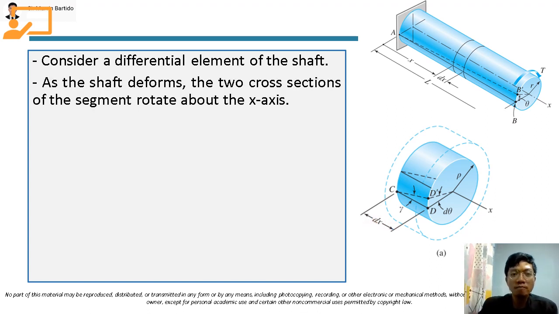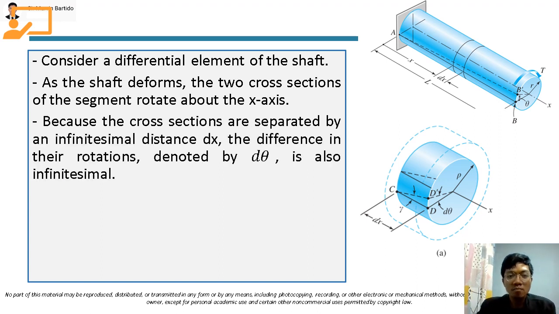Now as the shaft deforms, the two cross sections of the segment rotate about the x-axis. So from this element, this cross section is here, and this is the cross section behind. Take note that they will both rotate, as you can see here in the broken line. They both rotated about the x-axis.